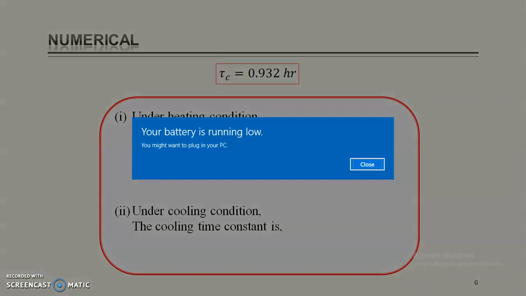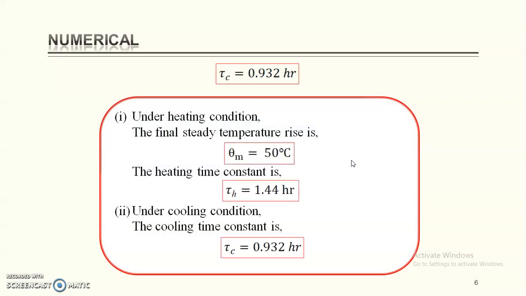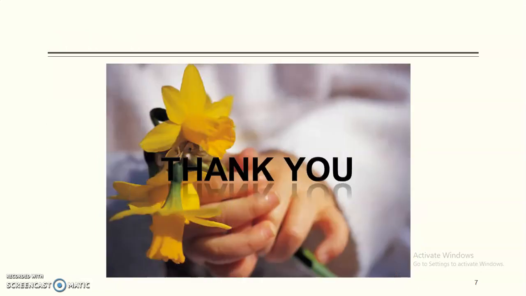So finally, under the heating condition, the final steady temperature rise theta m is 50 degrees Celsius and tau h is 1.44 hours. Under the cooling condition, the cooling time constant tau c is 0.932 hour. Thank you very much for listening to me. Thank you.